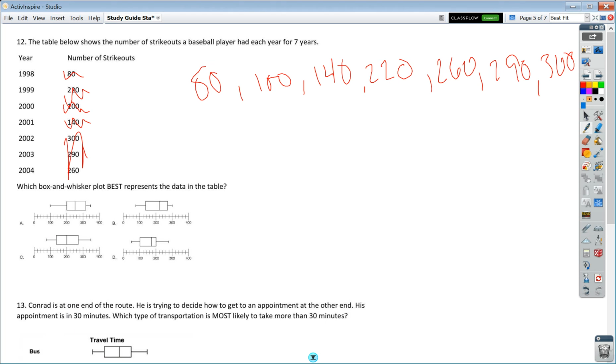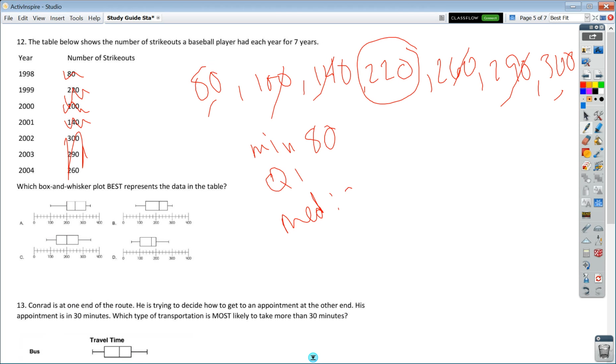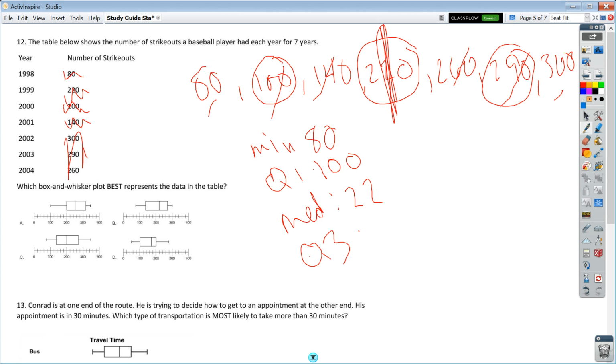All right, so if I look at this, I can cross this off, cross that off. No, no, no, no. And so this is my median, it's 220. So this is my 5-number summary. My minimum is 80. The median is 220. Quartile 1 is 100 because it's the middle of the first half. Quartile 3 is going to be 290 because it's the middle of the second half. And then the max is 300.